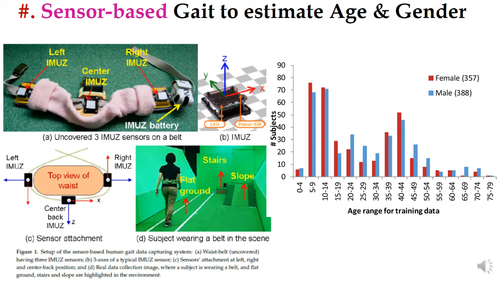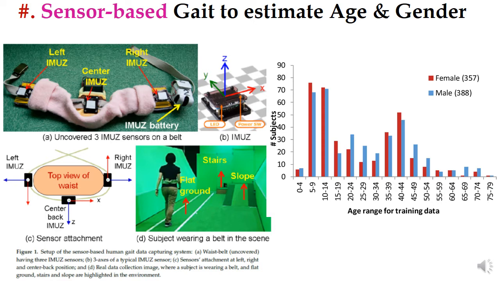Here, we can mention another work, sensor-based gait to estimate age and gender. This is an important application for several cases, so I'm not going into detail. This is the data set from our lab, where we used several sensors in Tokyo, with a system where people moved and had different kinds of walking patterns.